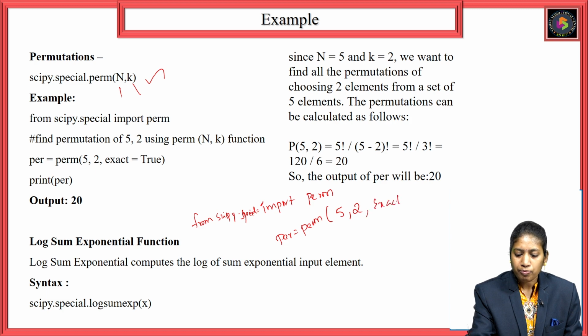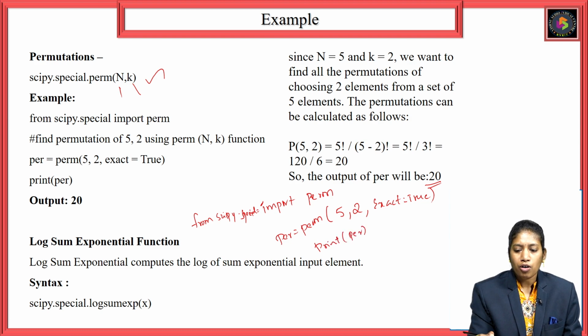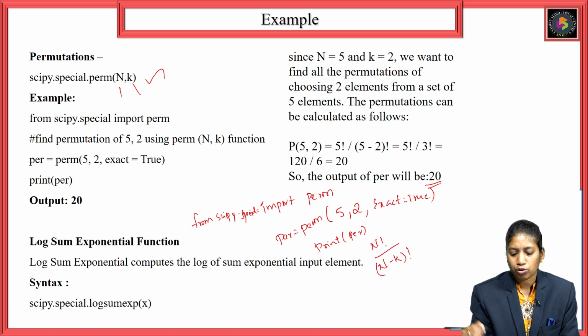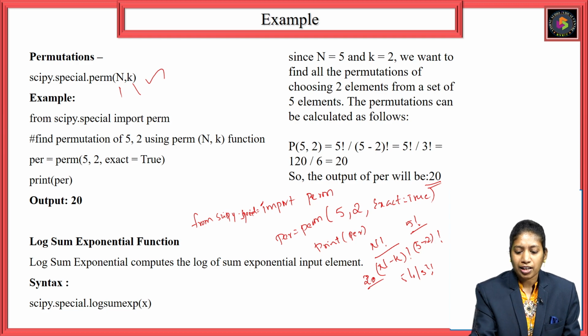Exact equals True, I mentioned. So it is not a floating point approximation, it calculates exactly. So here we got 20, print of perm. The formula of permutation is n factorial divided by (n minus k) factorial. So here 5 factorial divided by (5 minus 2) factorial. We get 5 factorial by 3 factorial, and the result will be 20. So finally the output is 20.